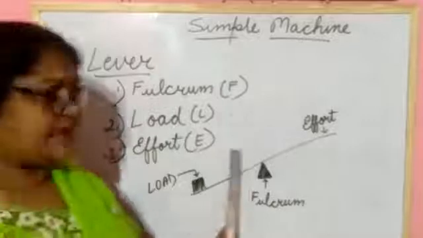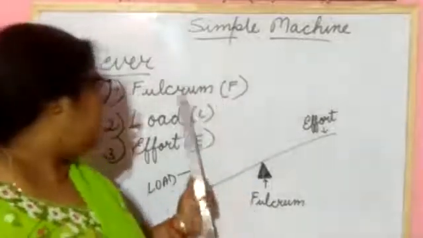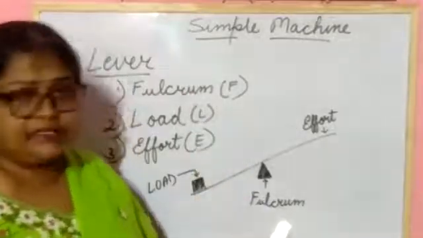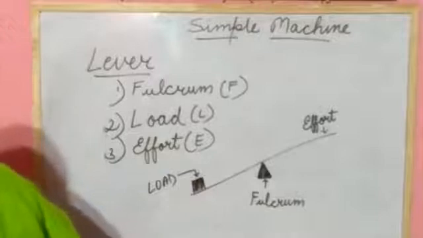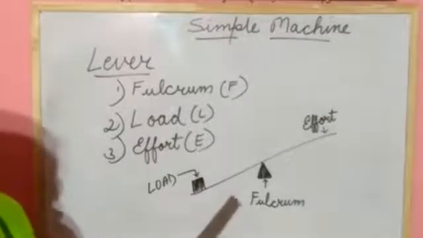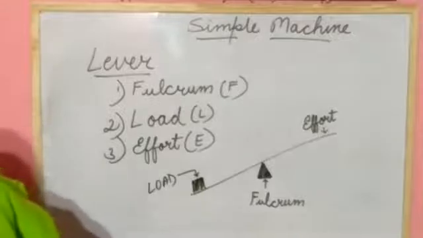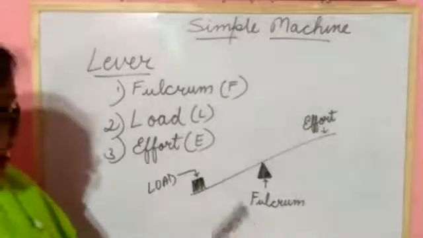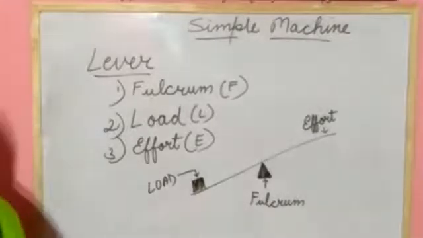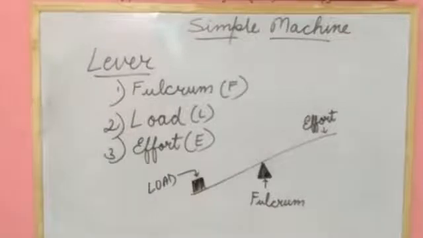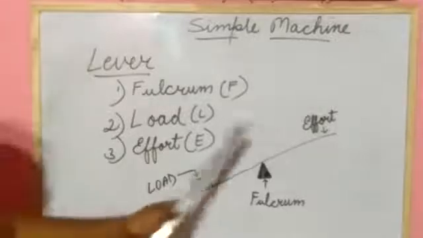In a lever, three parts are there. What are they? Fulcrum, load and effort. What is the fulcrum? It is a fixed point around which the lever can move. Next, what is the load? Load is the object on which work is to be performed. And the next one is effort.